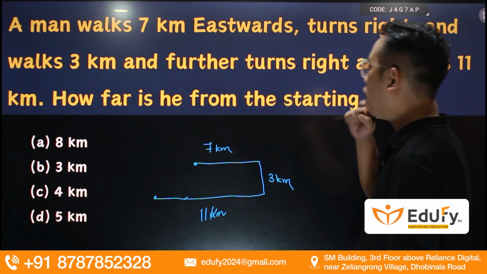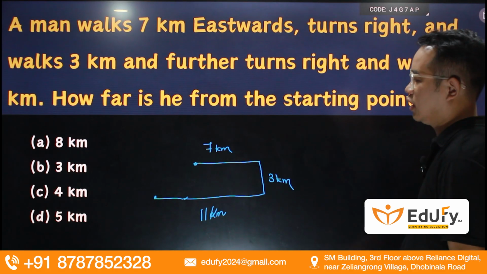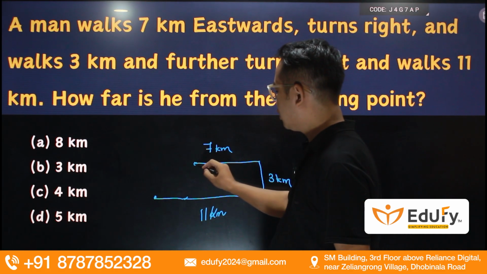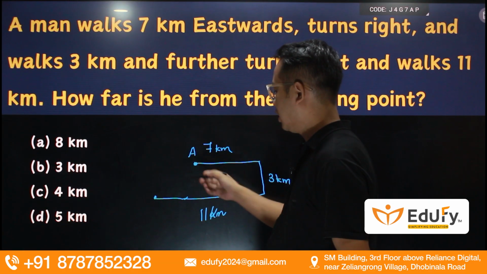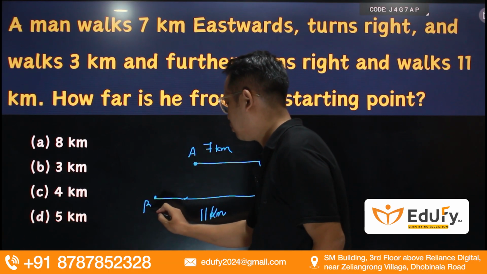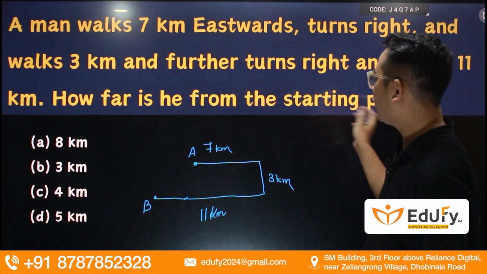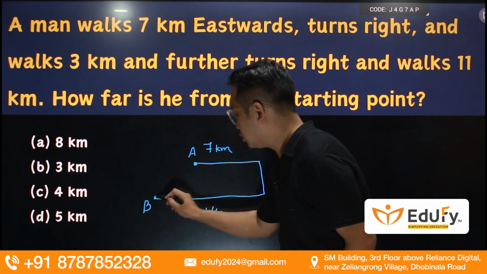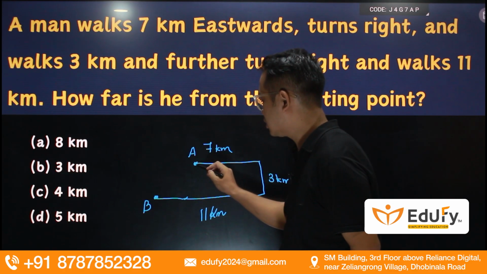Now the question is, how far is he from the starting point? This is your starting point. Let me take it as A, and let's say this is point B as your stop point. So the question is, how far is he from the starting point? The man is here and this is your starting point.